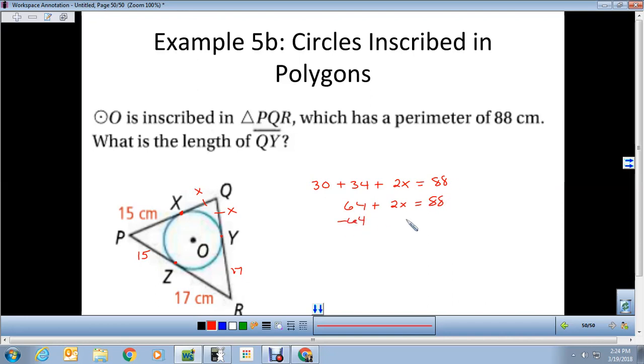Subtract 64, and 2x is equal to 88 minus 64, which is going to be 24. Divide that by 2, and x is equal to 12. So our missing length right here is 12, and this one is 12 as well. You can always go back and check it by adding all these together to make sure they add up to be 88. And that concludes part 2 of lesson 12.1.